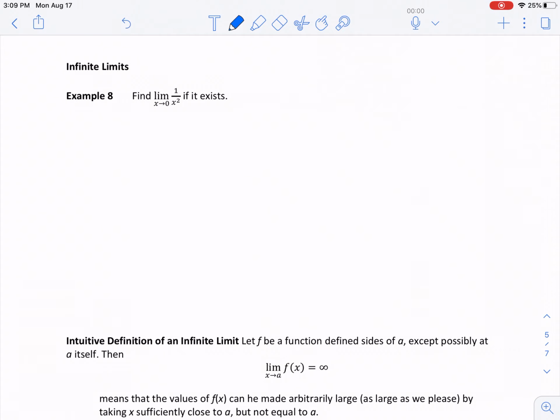Let's take a look at this function, 1 over x squared, and we want to take the limit as x approaches 0. So the graph of this function, hopefully you still remember, looks like this. So that's the graph of this function.